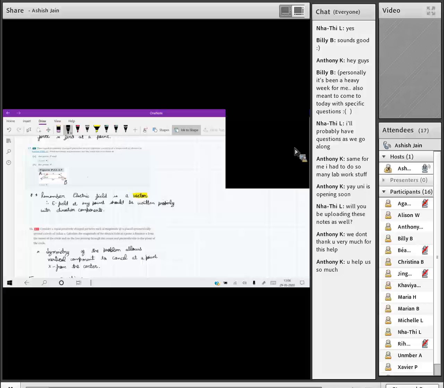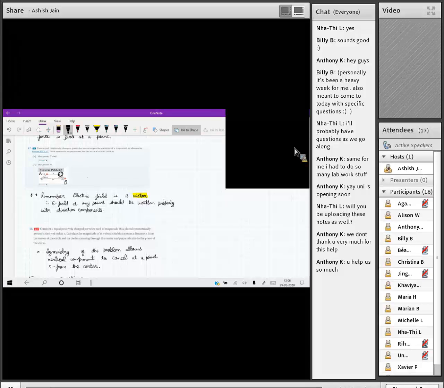Then, thank you, Anthony. Then at point A and at point B, we have to find the electric field at point B. Point B is here. Again, the concept to remember here is that electric field is a vector. That means you have to consider magnitude and direction.